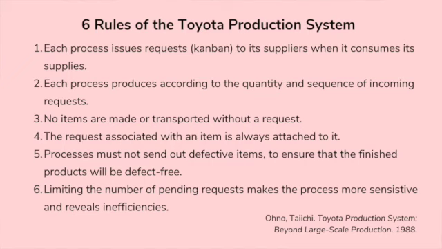So the 6 rules that were documented were that each process issues requests or Kanban to its suppliers when it consumes its supplies. Each process produces according to the quantity and sequence of incoming requests. No items are made or transported without a request. The request associated with an item is always attached to it. Processes must not send out defective items to ensure the finished products will be defect-free, and limiting the number of pending requests makes the process more sensitive and reveals inefficiencies.